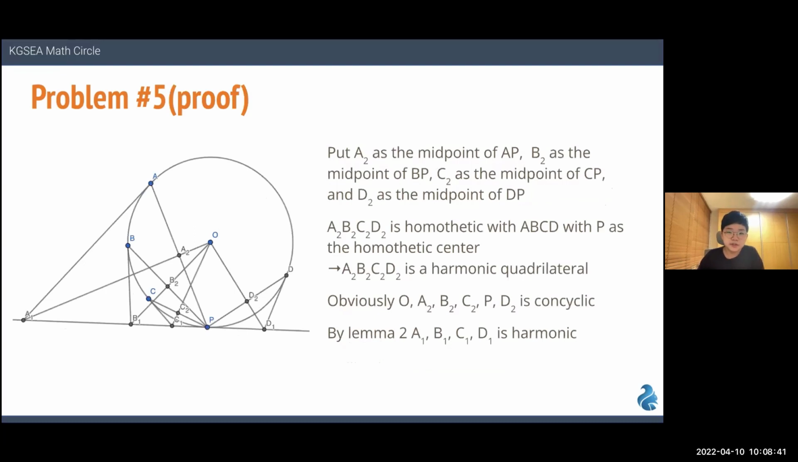So put A2 as the midpoint of AP, B2 as the midpoint of BP, C2 as the midpoint of CP, and D2 as the midpoint of DP. Here, obviously, we can see that A2, B2, C2, D2 is homothetic to ABCD with P as the homothetic center, which means that A2, B2, C2, D2 is also a harmonic quadrilateral. Obviously, O, A2, B2, C2, P, and D2 is concyclic, which means that by lemma 2, A1, B1, C1, D1 is harmonic.